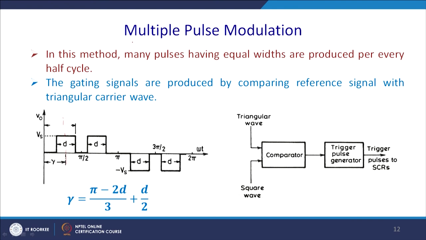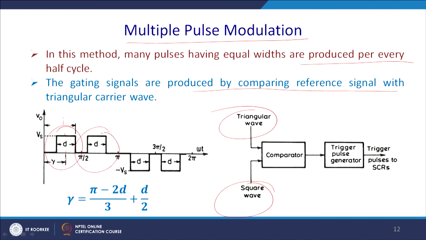So, in multiple pulse modulation, many pulses of equal width are produced per half cycle. The gating signals are produced by comparing the reference signal with the carrier signal. So, this is a triangular wave, this is a square wave, and there will be a comparator. The comparator will give a trigger and you will get on and off. So, you will have 2d, d, and d and so on.